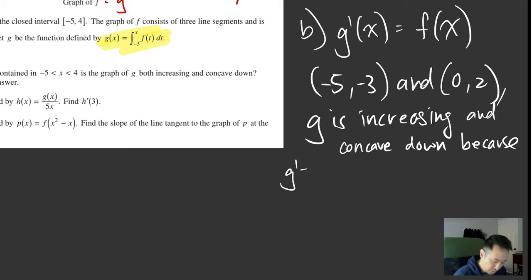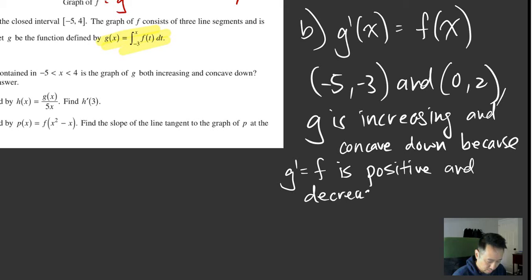g prime, which is f, I'm showing that I understand that g prime is just f, right? Is what, I guess, positive, above the x-axis, right? Positive and decreasing in these intervals.